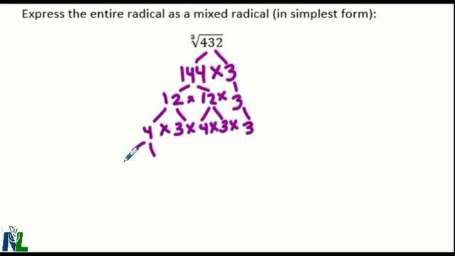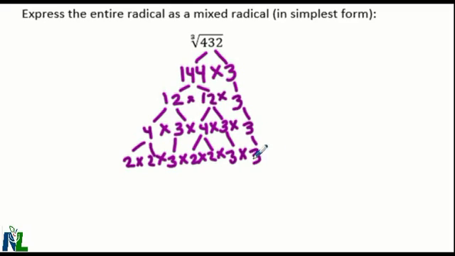Now, my final row is a row of prime factors. So I'm going to keep rewriting. My 4 is 2 times 2. I have a 3 that I need to bring down, and another 3. Now, in this question here, you'll notice that you have more than one triplet. So I'm going to circle my groups of triples.